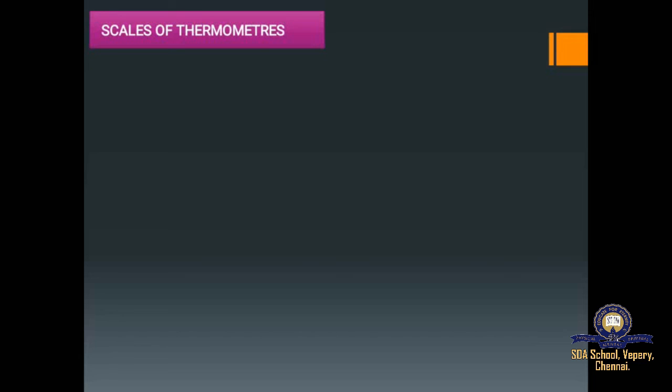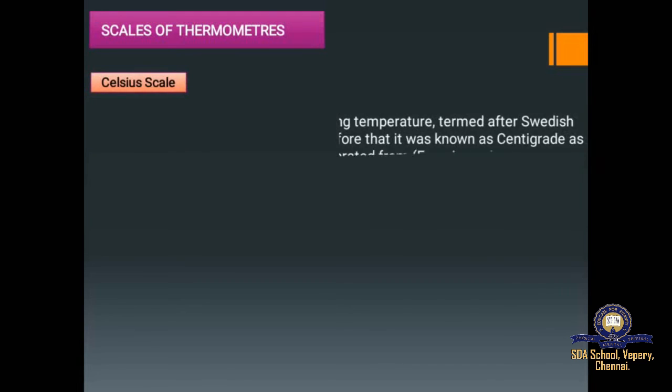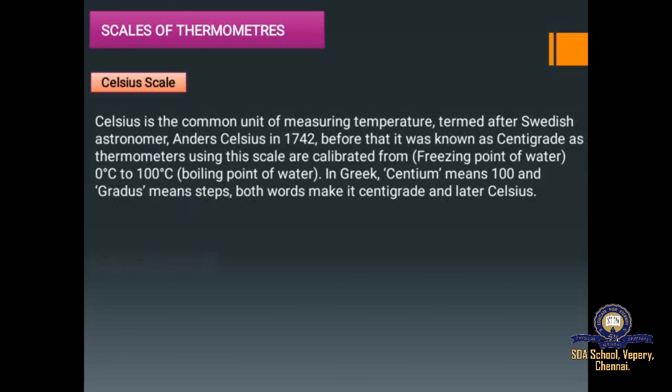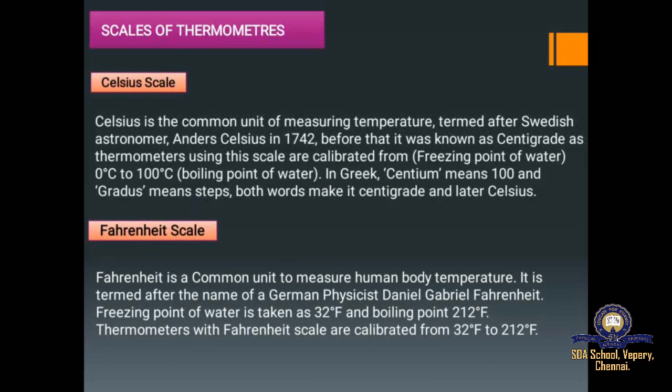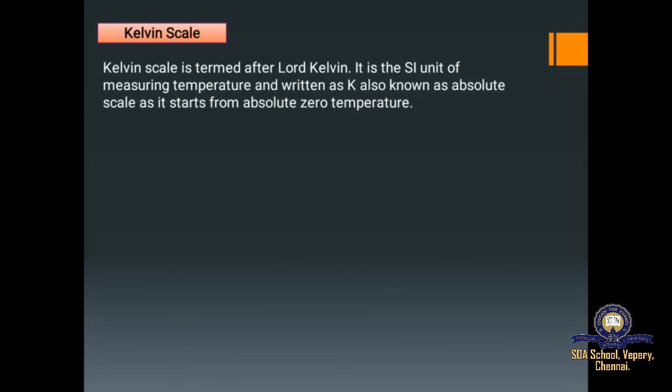Next we saw the scales of thermometers. We have three scales: a Celsius scale, Fahrenheit scale and the Kelvin scale. And we also saw the relationship between them. I hope you all understood.